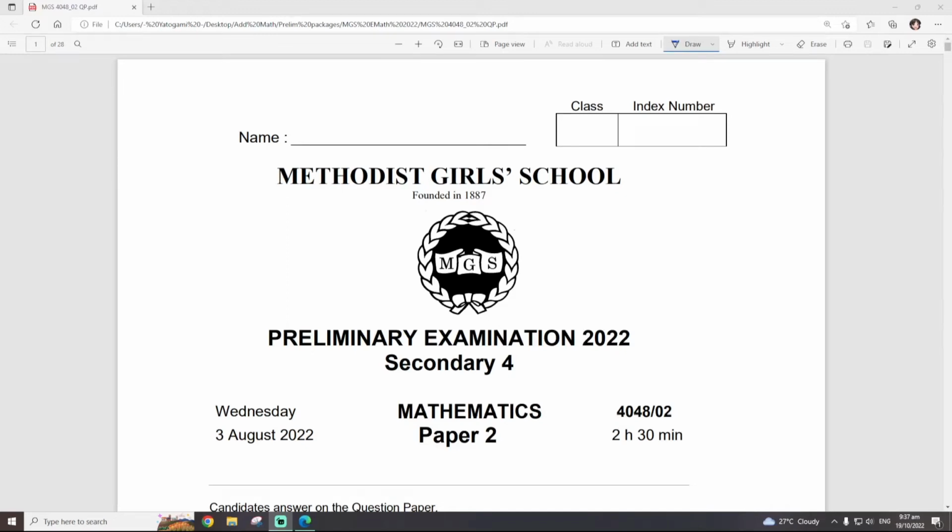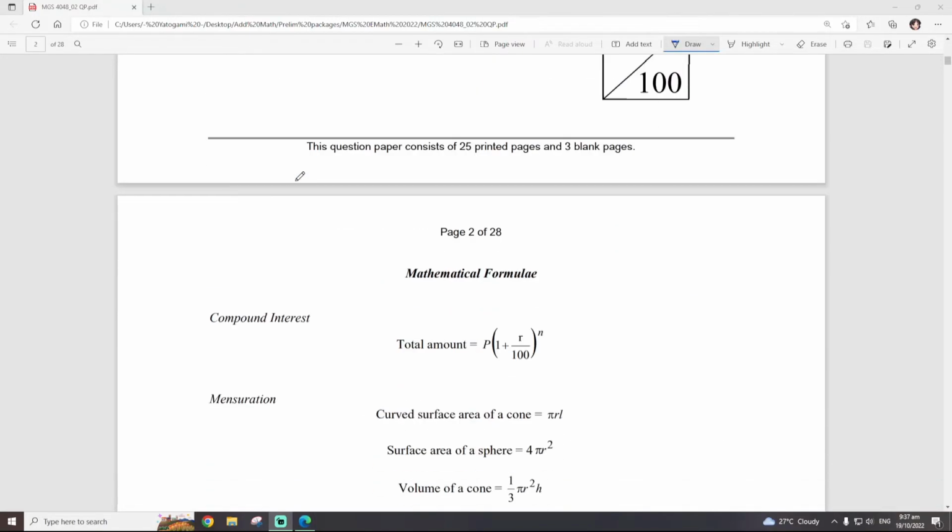Morning everyone. Today we're going to go through the Methodist Girls E-Math Prelim Paper 2 for all the Sec 4s taking the O-Level E-Math tomorrow, so all the best.